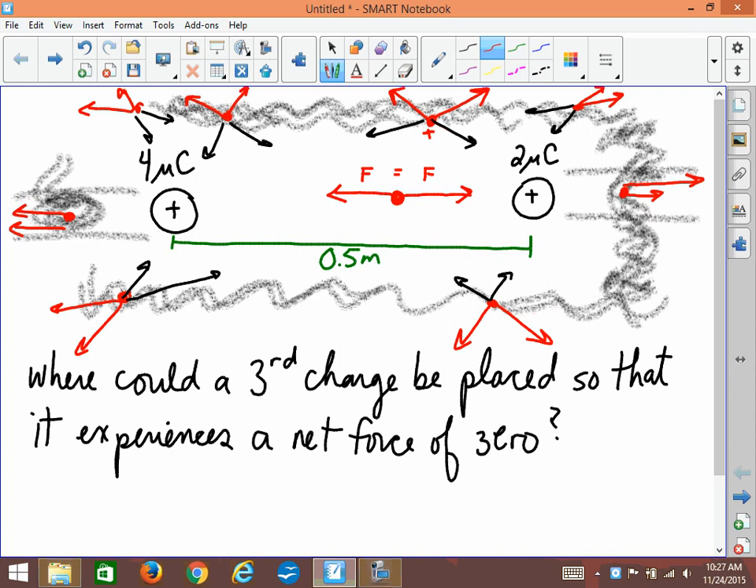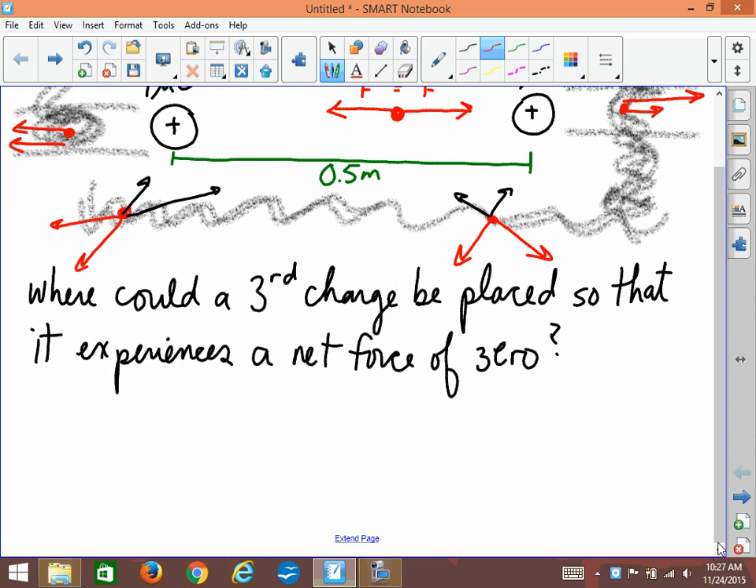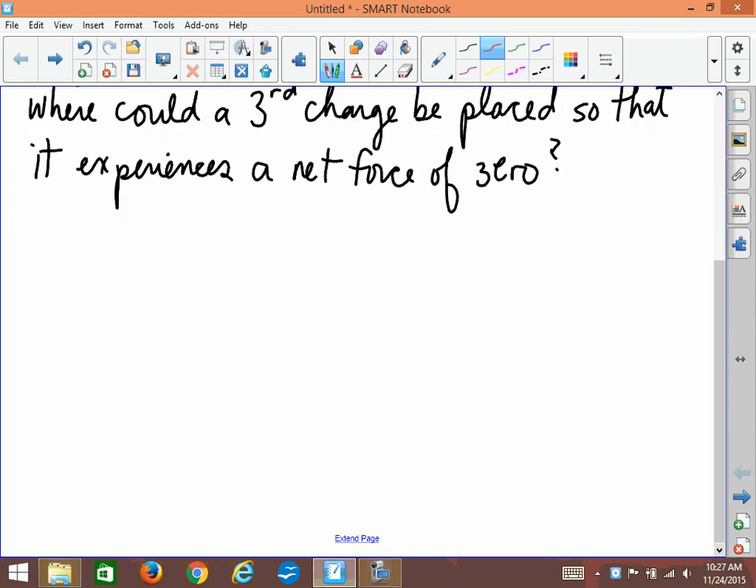That's our goal. So we know now that it has to be somewhere in between, and it has to be a little closer to the 2 microcoulomb charge, because we've eliminated all the other possibilities. So let's redraw our picture without all the craziness around it, and just start from scratch. So here we are, and we have 4 microcoulombs here, positive charge. Over here, 2 microcoulombs, positive charge, with a distance between them of 0.5.